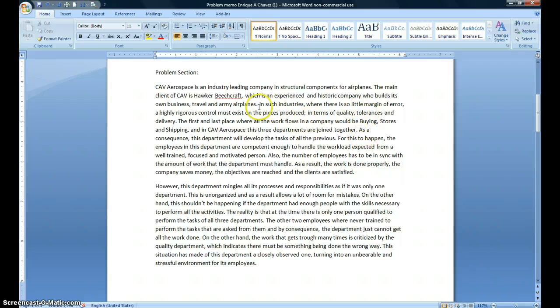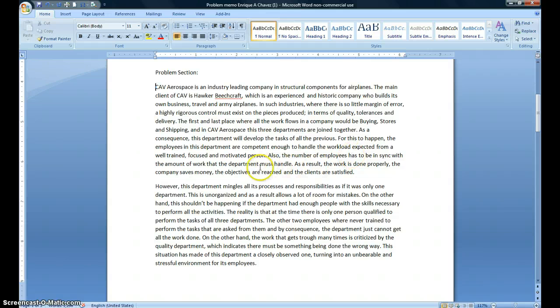Okay. In such industries where there is little margin of error, a highly rigorous control must exist on the pieces produced in terms of quality, tolerances, and delivery. The first and last place for all the workflows in a company would be buying, stores, and shipping, and in CAV Aerospace, these three departments are joined together. As a consequence, this department will develop the task of all the previous.